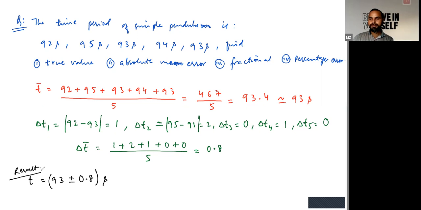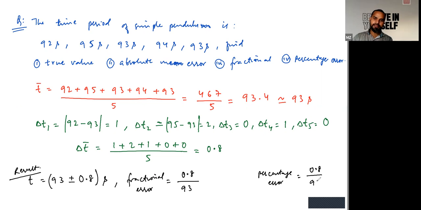Any doubt till this part? Good. So if you have to take the fractional error, it is nothing but the ratio of the error part divided by its true value. Similarly, if you want to calculate the percentage error, it would be 0.8 divided by 93. So it will be around 0.0086, and the percentage error around 0.86%. Just write it down.